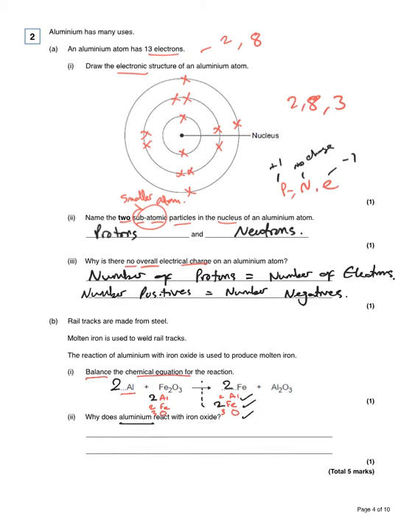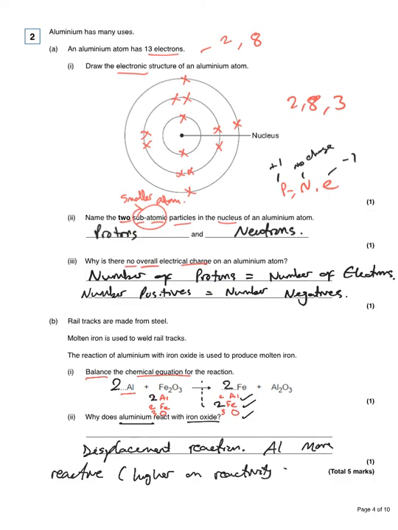So why does aluminium react with iron oxide? Well, this is a displacement reaction because aluminium is more reactive, so it's higher on the reactivity series than iron.